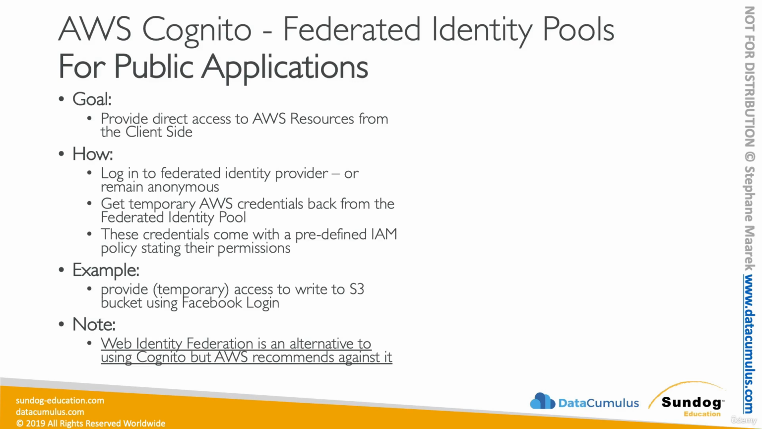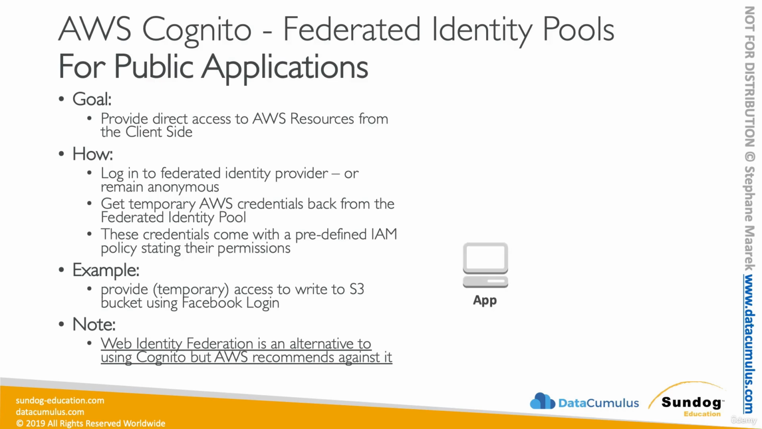Note, there is something in the documentation called Web Identity Federation. You may have heard of it before, and it is an alternative to Cognito, but now in the documentation, AWS recommends against it, and it says you should just use Cognito because it does the exact same thing. So for this reason, I'm not teaching Web Identity Federation because it's not on the exam anymore. Cognito is going to be the way to have public applications access AWS resources.